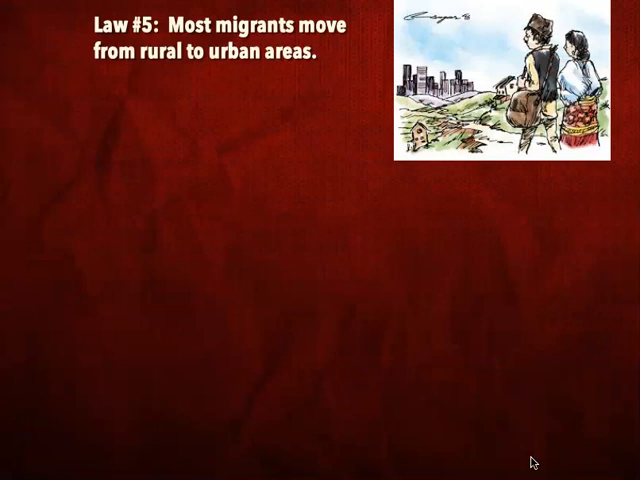Law number 5, again tying back to numbers 2 and 3: rural to urban areas. A lot of those migrants who move to big cities come from farming territory, out there in the country, from rural areas where there wasn't a lot of urban buildup. These are typically people who have discovered that living in rural areas, wherever they come from, means limited opportunity.